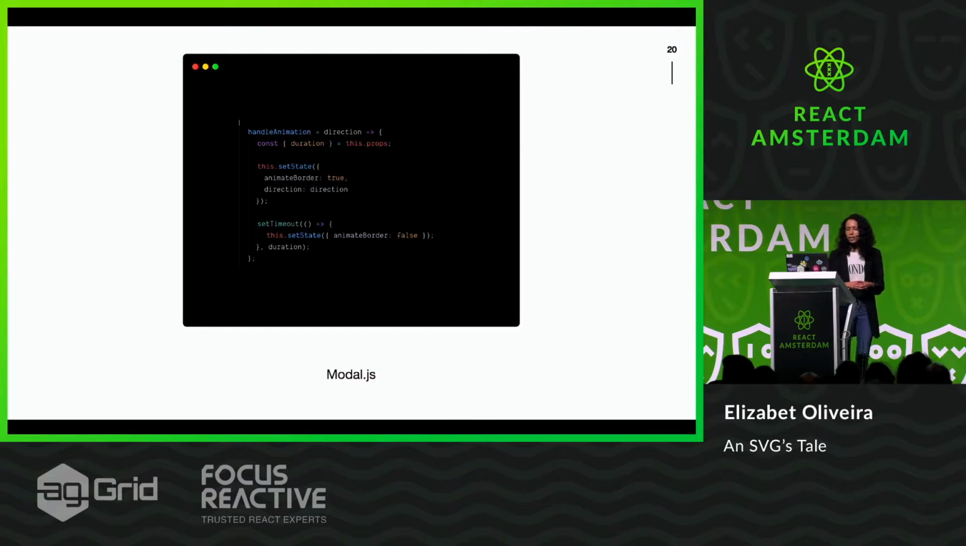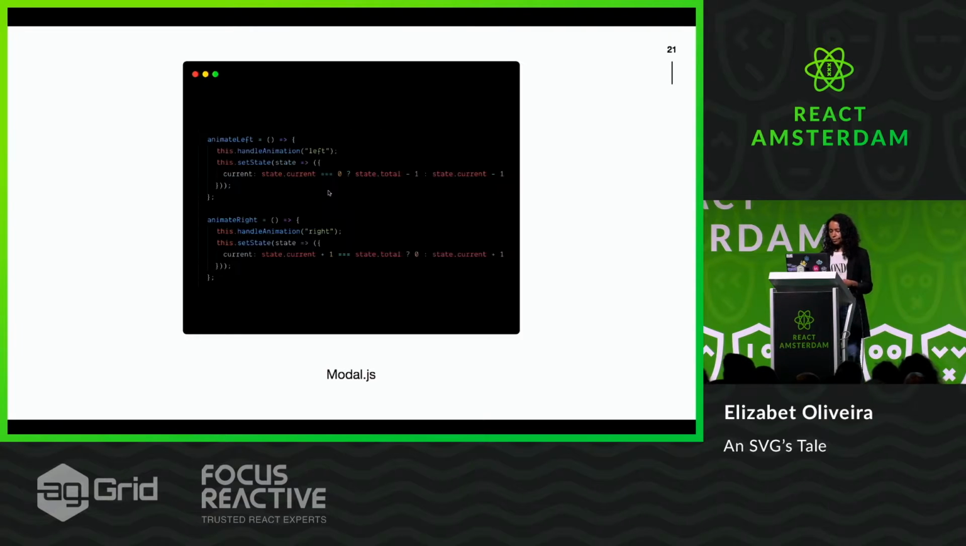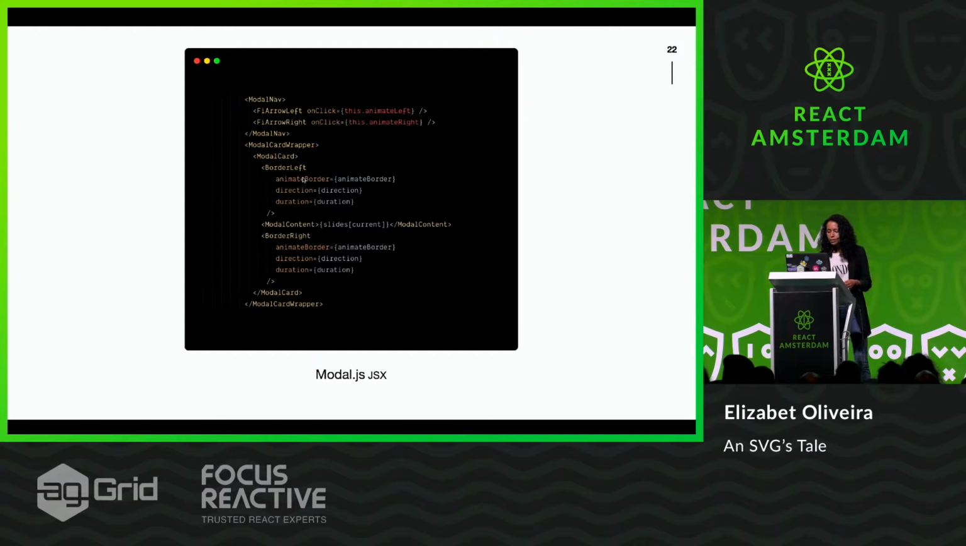And then I have this function, handle animation, that receives one parameter called direction. With that, when you click one of the arrows, I set the state of animate border to true, and after some milliseconds, it goes to false. And I'm saving in the state the direction, that is going to be left or right. Basically, this is another function, animate left, where I'm calling the handle animation, and then I'm just changing the slide. It's very simple.